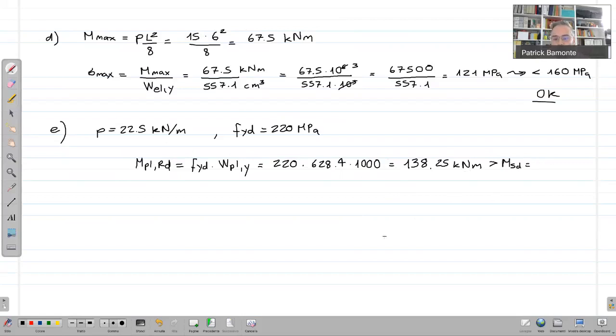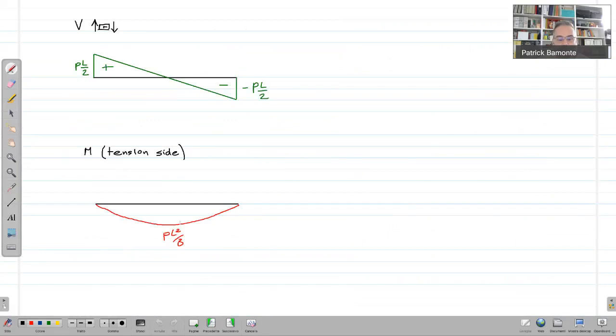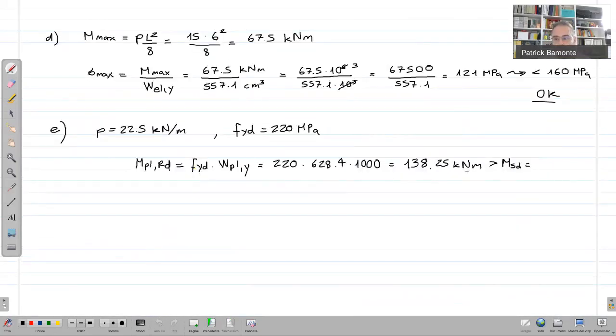How much is MSD? Back to the internal force diagram, PL squared divided by 8. It's not changed, the distribution and the maximum value. What is changed is just the load, because as we said many, many times, from serviceability limit states to the ultimate limit states, there is an increase of load, hopefully. So here it's PL squared divided by 8, whose value is 22.5, multiplied by 6 to the power of 2, divided by 8.